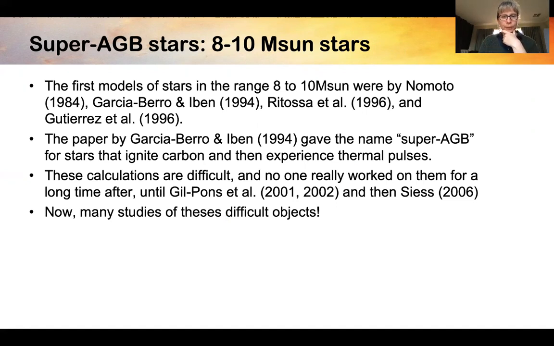I've given a summary of the history of these stars. There wasn't a lot of work. They were first worked on by Ken Nomoto in the 80s and later by Icko Iben and collaborators. It wasn't until the early to mid-2000s that a lot of detailed AGB models started to be made by Pilar Gil-Pons and later Lee and LCS. Now there are quite a few of these models, because it's been realised that they might have interesting fates, such as electron capture supernovae.